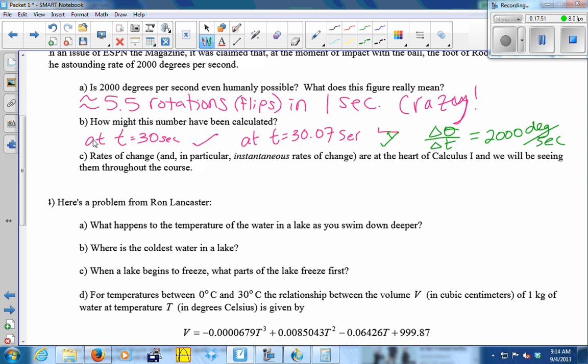So rates of change, in particular instantaneous rates of change. So we calculated here an average rate of change over a very small time interval. An instantaneous rate of change is like at a very moment in time. How fast is that angle changing? Those are the heart of Calculus 1, and that's what we're going to be studying throughout the course. Rates of change, instantaneous rates of change.